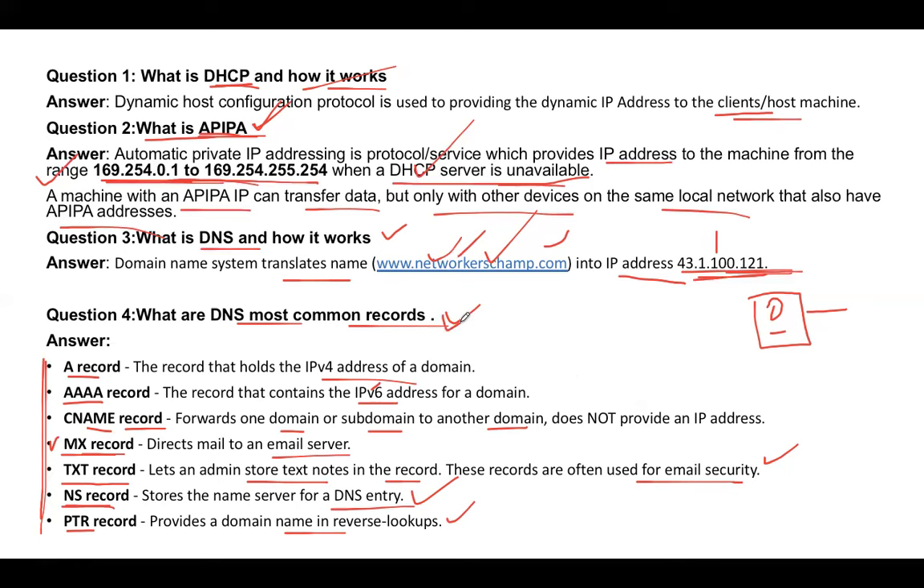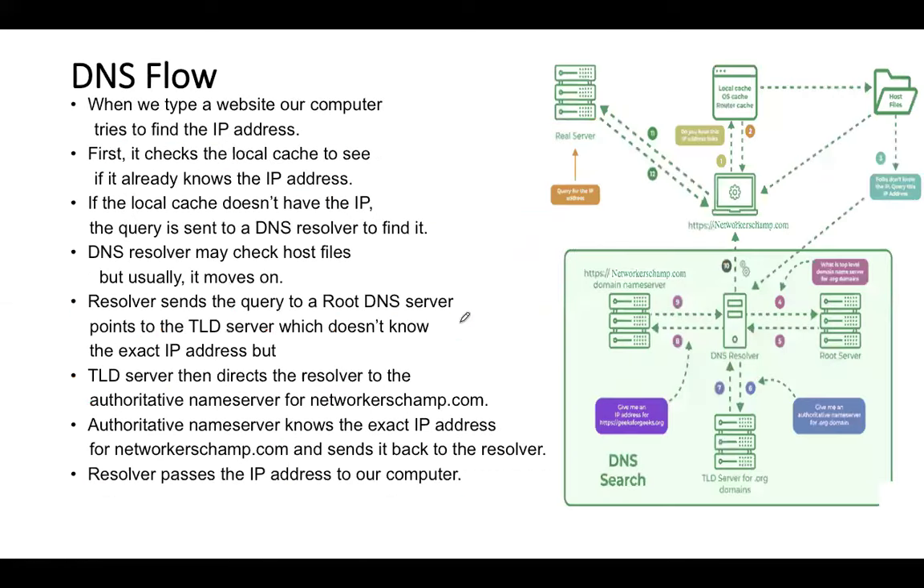All right, further to DNS itself, they also ask what is the DNS flow. Just remember this DNS flow, it is again very important, because I promised you I'm not going to leave even a single question from any topic. So if we're talking about DNS, I'm giving you all possible answers they may ask. So basically, what happens when we type, let's say, networkerschamp.com in the browser of our computer? Our computer tries to find the IP address.